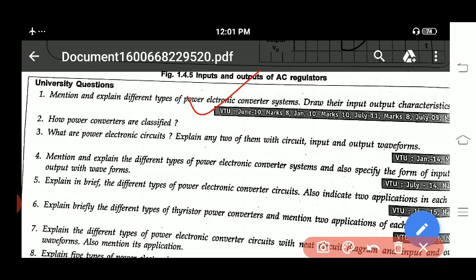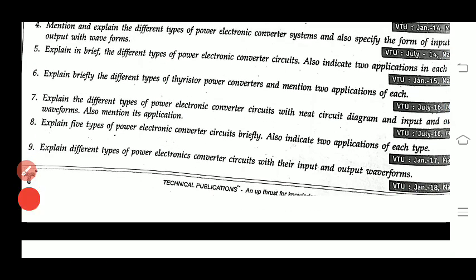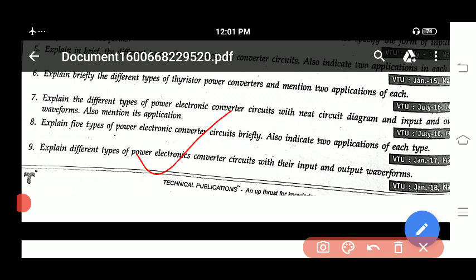How are power controllers classified? What are power electronic circuits? Explain any two of them with the circuit, input and output waveform. Briefly explain the different types of thyristor power converter. Mention two applications of each type. Next, explain different types of power electronics converter circuit with their input and output waveform. These are the different university questions we will get here.